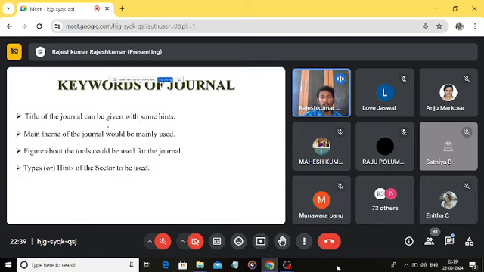Keywords: the title of the journal can be given with some hints. I say that social media marketing, marketing, finance, HR in the commerce stream and management stream, like logistics, anything. But for the computer science stream, we have to use IoT, Internet of Things, or cloud computing, or machine learning, or deep learning.